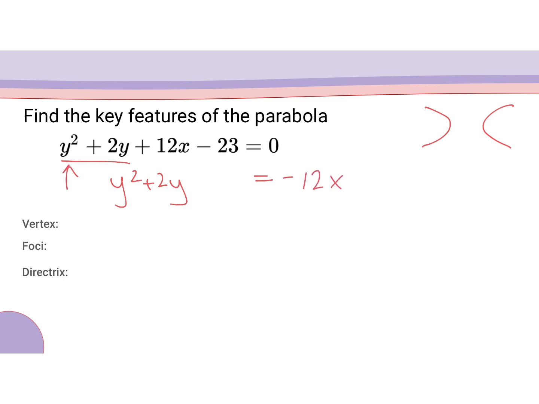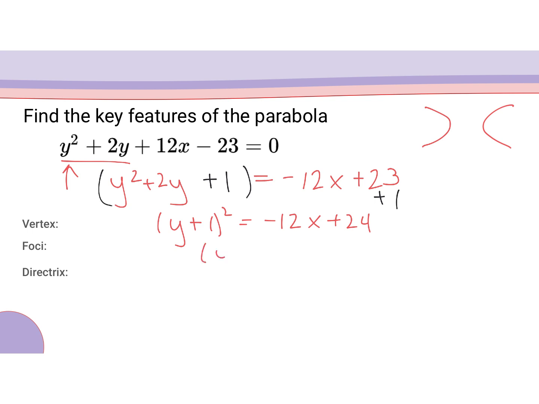The non-complete-the-square variables are going to go over here. So I'm going to complete my square. Divide 2 by 2, squared, I get plus 1 here, as well as plus 1 here. So my new equation, when factored, will look like this. (y + 1) squared equals -12x + 24. Now for this right-hand side, I can, in fact, take out my GCF of negative 12. And with that, I can now identify the vertex as (2, -1).